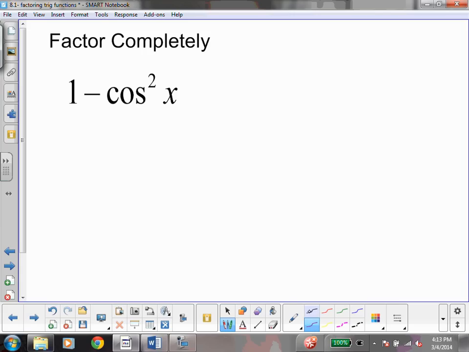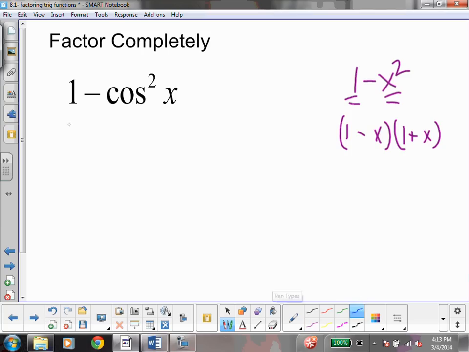At first glance, this might seem like it doesn't factor because there's only two terms. But remember, if I think of it as 1 minus x squared, just an x, this is the difference of squares. 1 is a perfect square, and x squared is a perfect square, which means it automatically can factor. The square root of 1 is just 1. The square root of x squared is just x, and I know I have to have opposite signs.